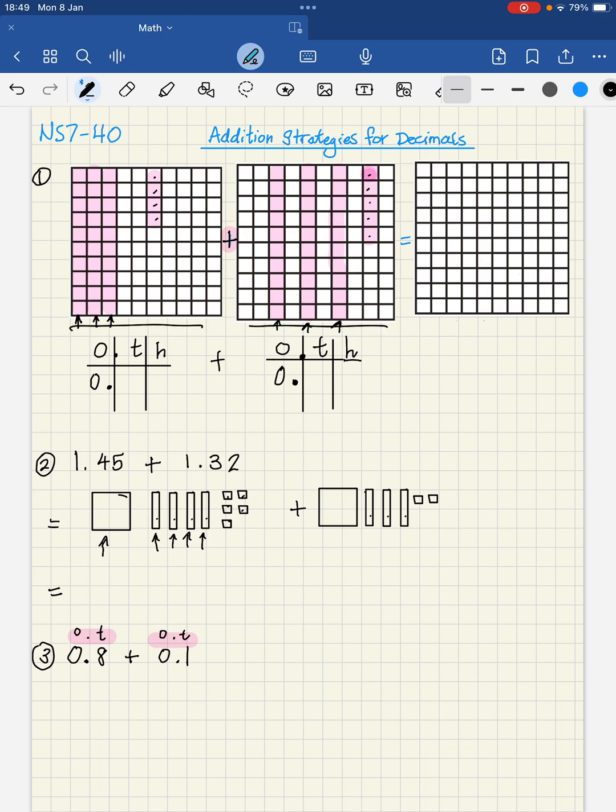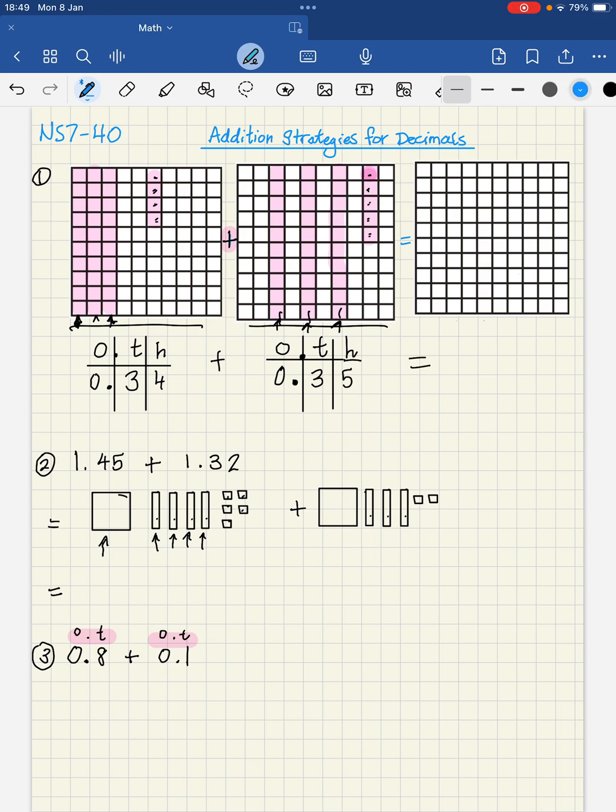So we look at how many tenths are in the first one. In the first one, we've got 1, 2, 3 tenths, and we've got 4 hundredths, right? 1, 2, 3, 4. And in the second one, we have 1, 2, 3 tenths, and we've got 1, 2, 3, 4, 5 hundredths. So when we add those together, what do we have?